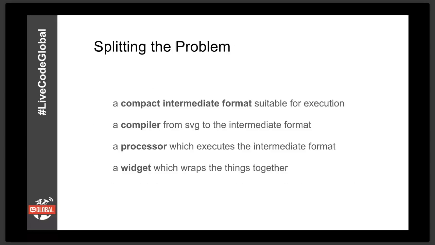Okay, so now we've decided we're going to split the problem up into this compile-execute pattern. What do we actually need to do? Well, we need a compact intermediate format which is suitable for execution. We need a compiler that allows us to take the SVG input documents and translates them to the intermediate form. We then need a processor which can execute that intermediate format. And then we need a widget which actually wraps these two things together so you can just use it from LiveCode by dragging it out from the tools palette and setting the SVG text. Sounds simple, eh?